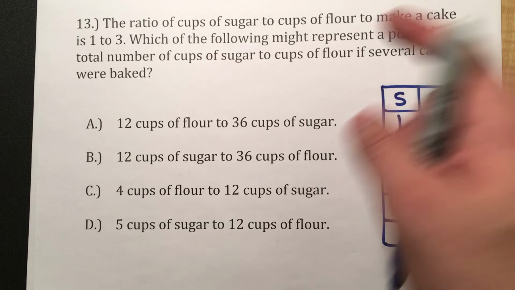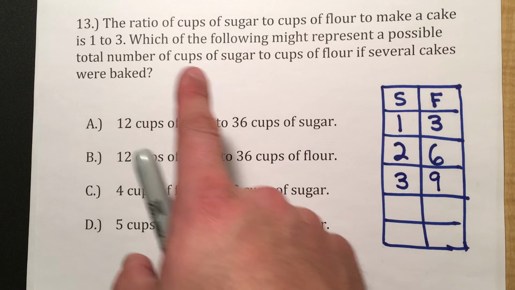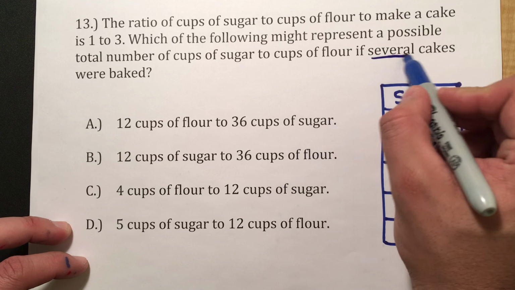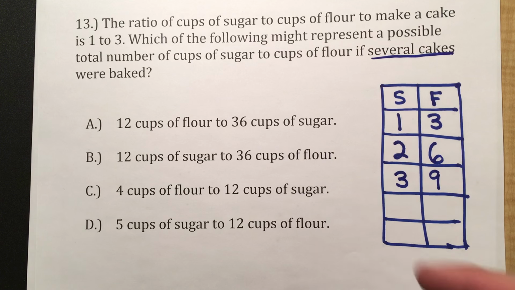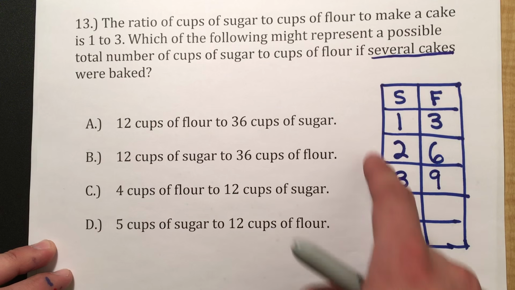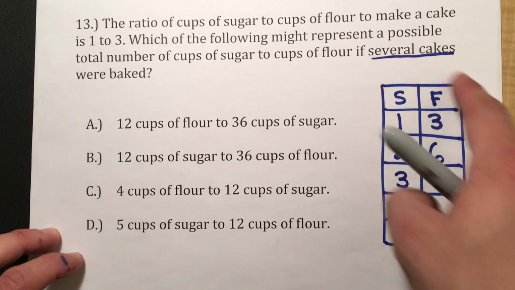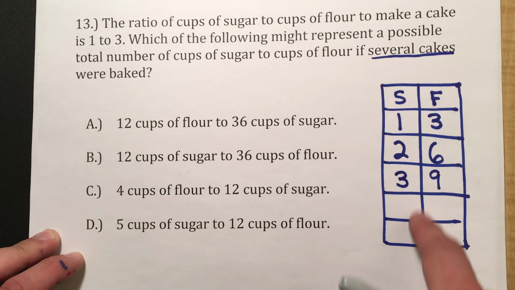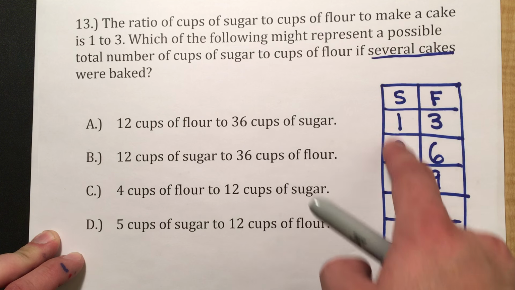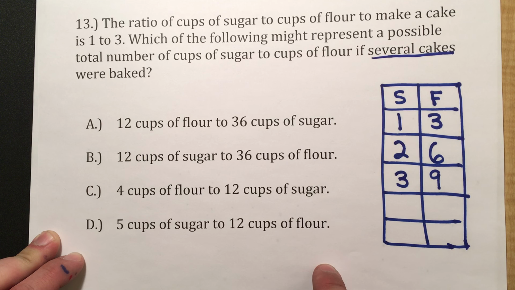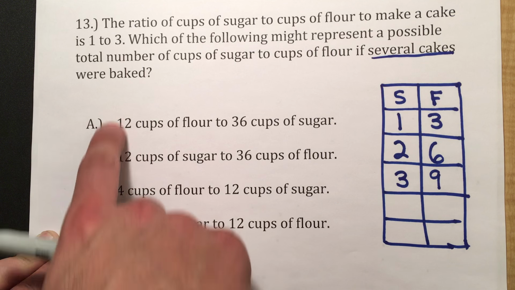And so the question is asking, which of the following might represent a possible total number of cups of sugar to cups of flour if several cakes were baked? Now we're not being told how many cakes are baked. We're being asked what could be a possible ratio if an X amount of cakes were to be baked. Now if we look at this table here, we could extend this table and continue this pattern until we find one of these numbers here. Okay? And we match it to our answer.